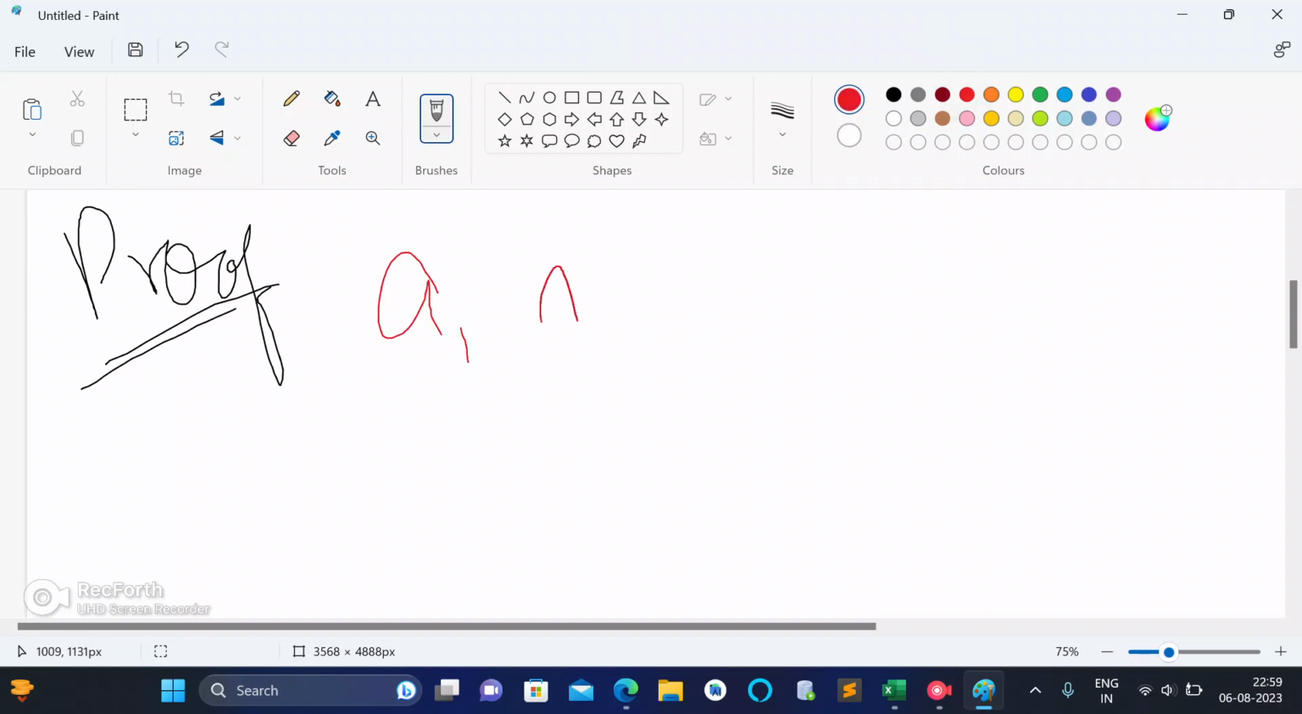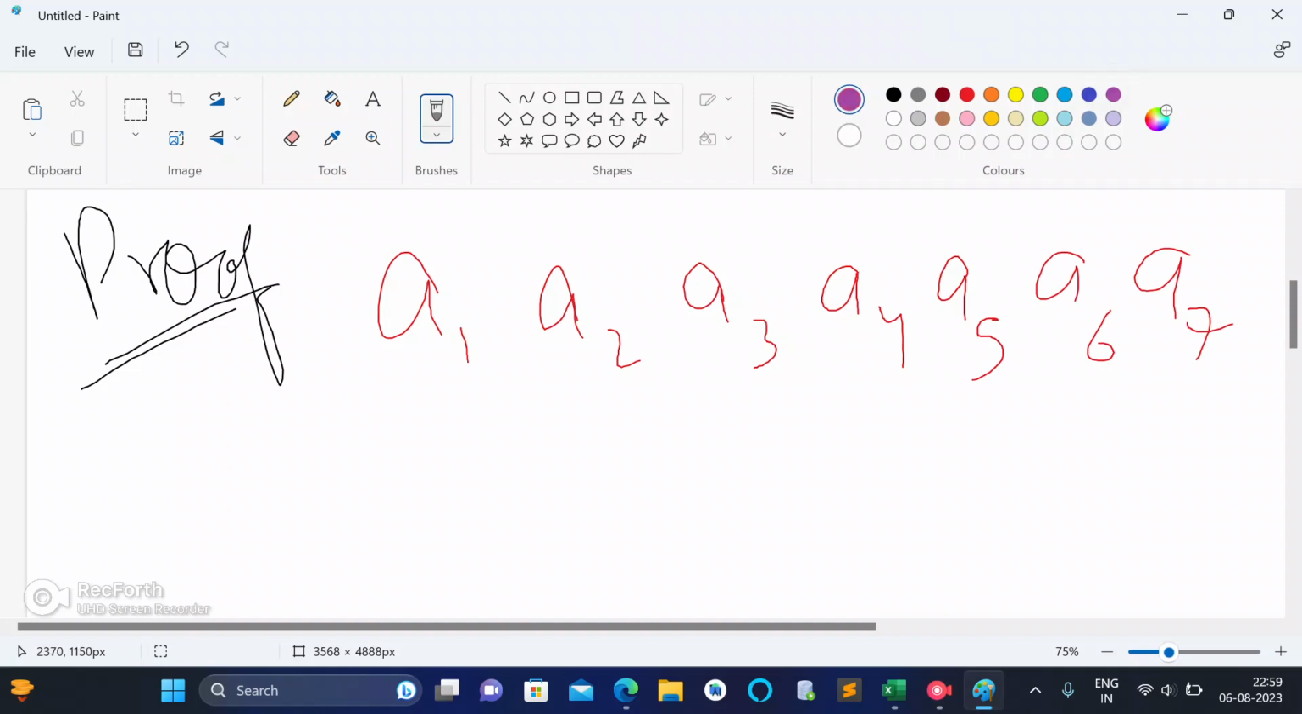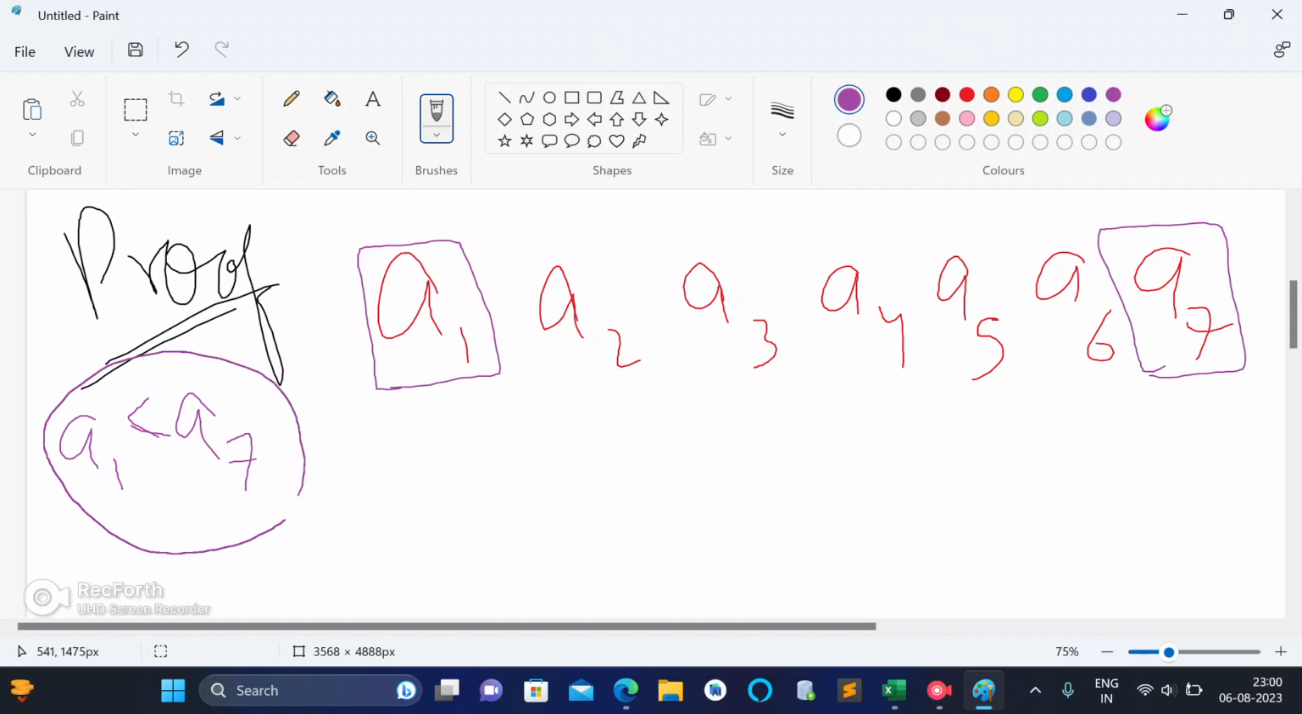Let's say the array given to us is A1, A2, A3, A4, A5, A6 and A7. We can see A1 is the first element and A7 is the last element, not the largest, the last element. What I am saying is that A1 is less than A7.